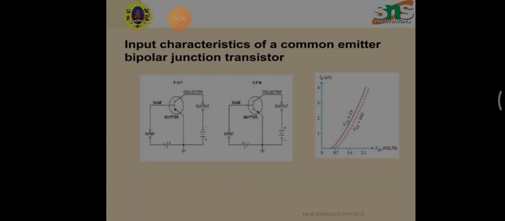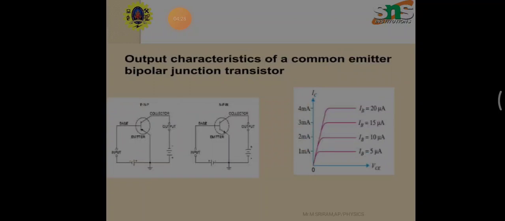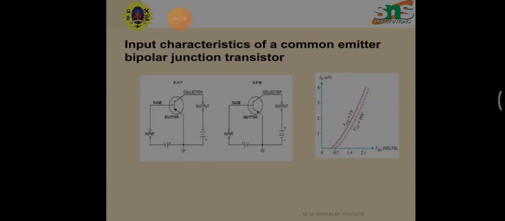And these are the common emitter bipolar junction input characteristics. The transistor gives a faithful amplification only if the proper circuit elements are used, such as the biasing circuit, the input characteristics, the emitter bypass capacitor, the coupling capacitor, and then the output characteristics of the common emitter.